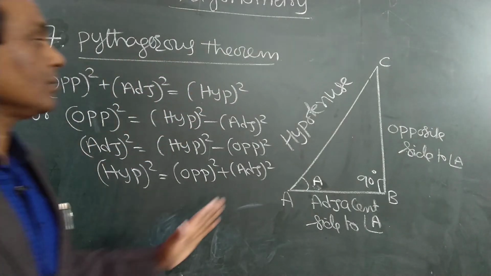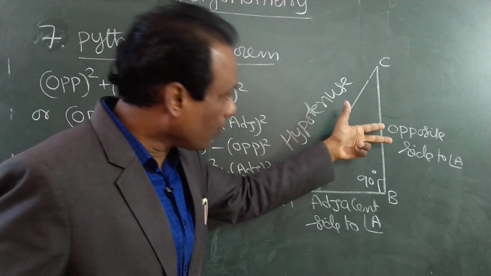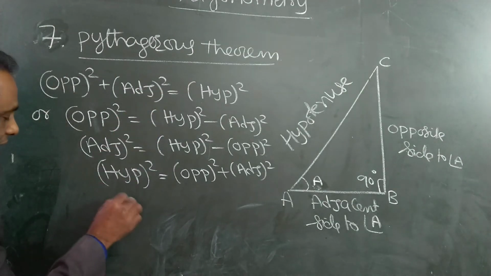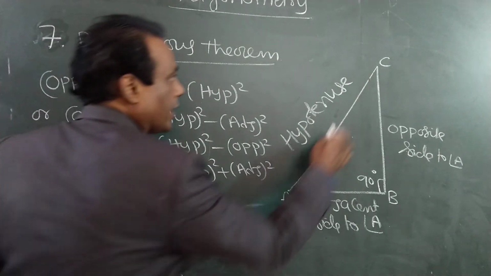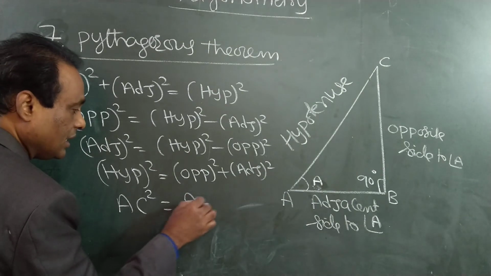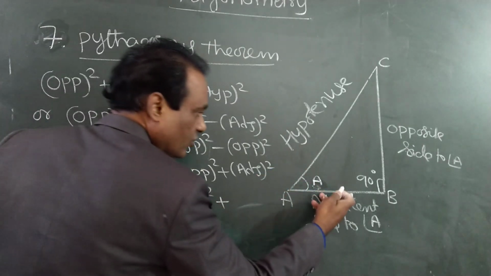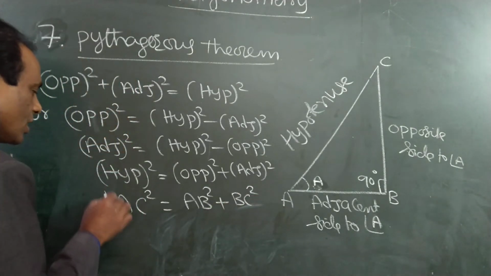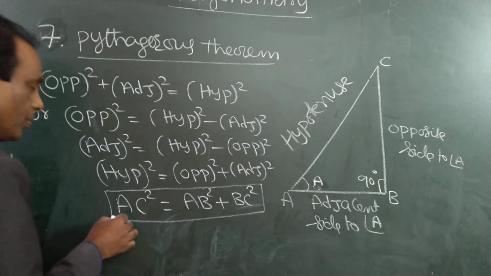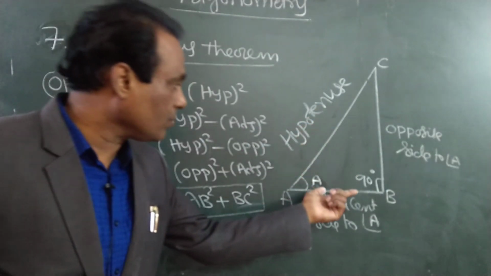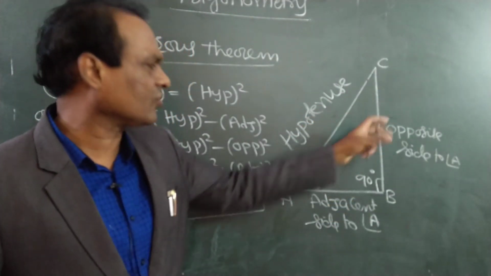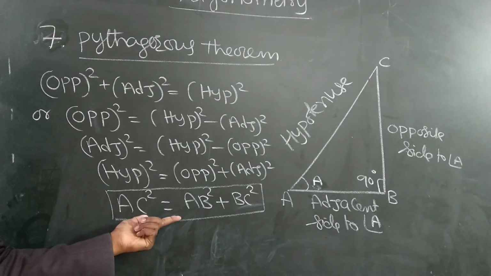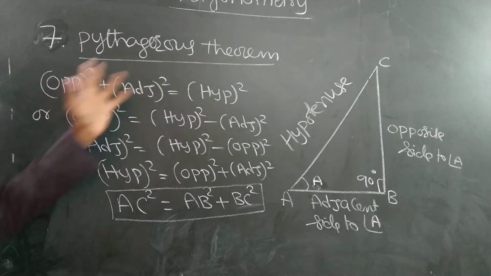What is the Pythagoras theorem? Hypotenuse square is equal to opposite side whole square plus adjacent side whole square. In other words, I will write it like this: AC square is equal to hypotenuse square, which is equal to AB square, that means adjacent square, plus BC square, that means opposite square. This is the Pythagoras theorem, and this is very important. AC square is equal to AB square plus BC square, or BC square plus AB square. So write this heading, Pythagoras theorem, and write this formula. You can write these also, just for practice.